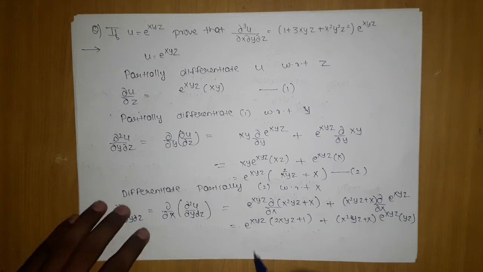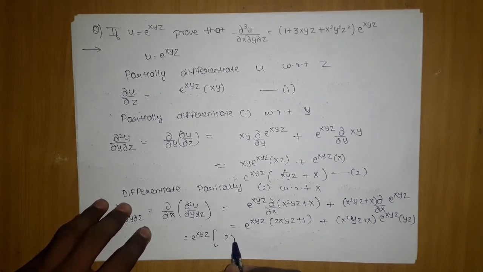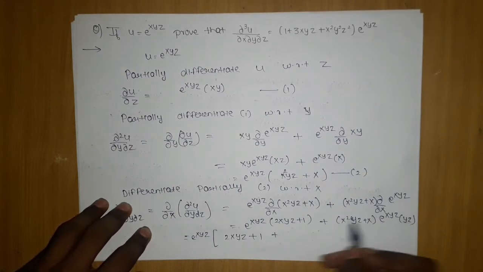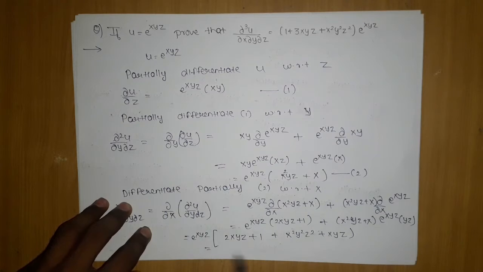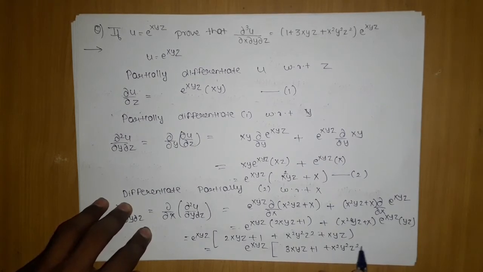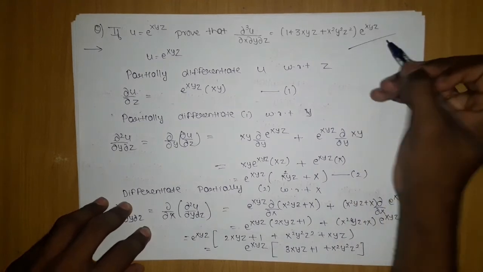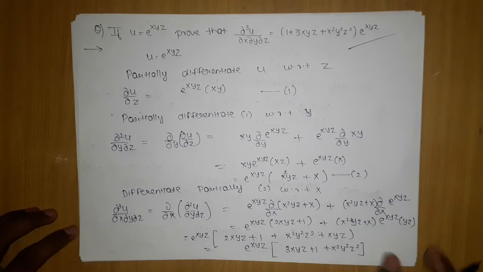What we are going to get from this is taking e^(xyz) common, left with 2xyz plus 1, plus here yz will multiply, we will have x²y²z² plus xyz, giving us finally e^(xyz) into 3xyz plus 1 plus x²y²z², which is the required proof as mentioned in the given above. So in this way you have to proceed the question.